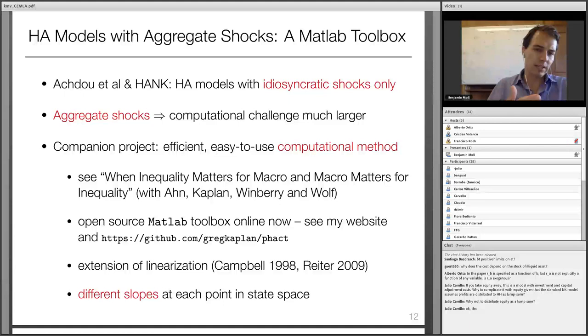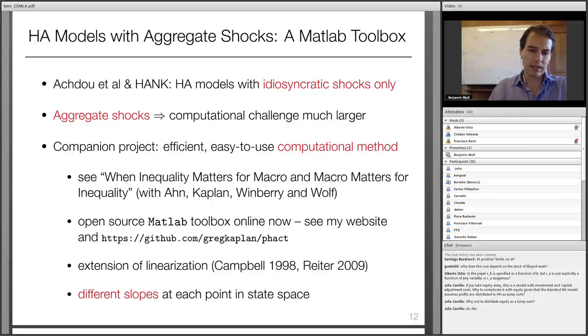But now we actually know how to handle proper aggregate shocks. As is well known, this is a much harder problem. In particular, you have to carry around the distribution as a state variable in the Bellman equation of the households. I have this paper with Seyun Ahn, Greg Kaplan, Tom Winberry, and Christian Wolf, where we develop a computational method, which is basically an extension of the previous method to also handle aggregate shocks. We actually have an open source MATLAB toolbox online now, which you can find on my website and this GitHub link here, to solve these kinds of models.